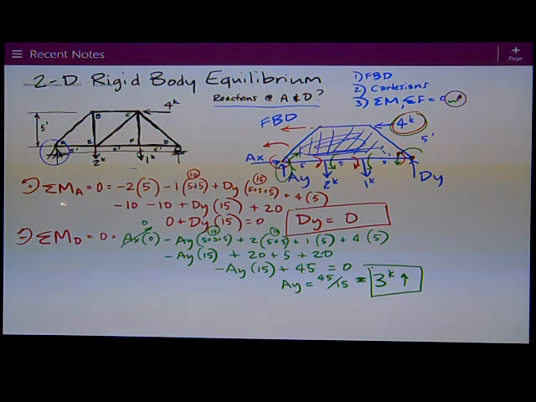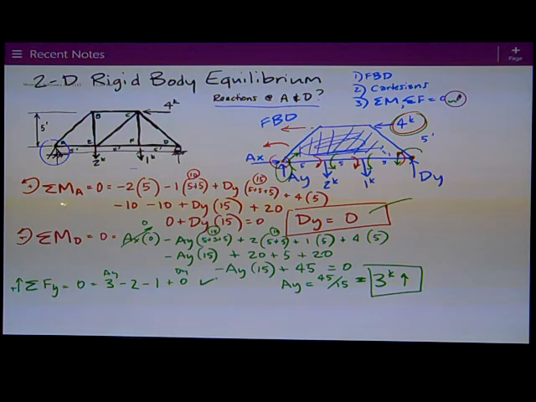Now I'm going to do sum of forces in the Y direction and check my answer. I assume positive up equals 0. So now I've got AY as 3. That's AY. Then I've got minus 2, minus 1. And I figured up here that dy is 0 plus 0. That's dy, so that all should equal to 0. 3 minus 2 minus 1 is 0, so sure enough that checks out.